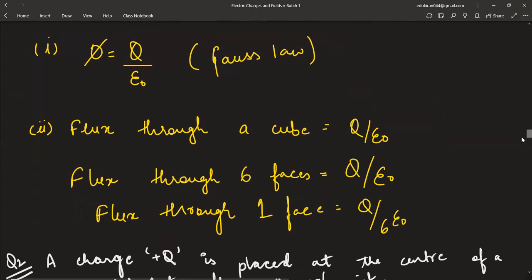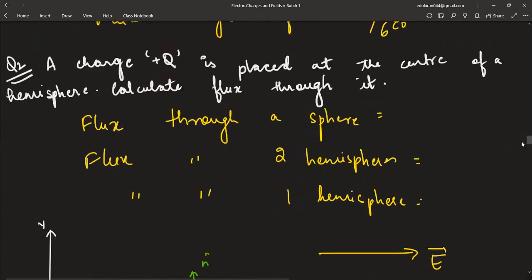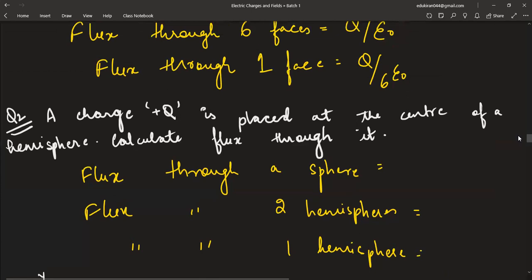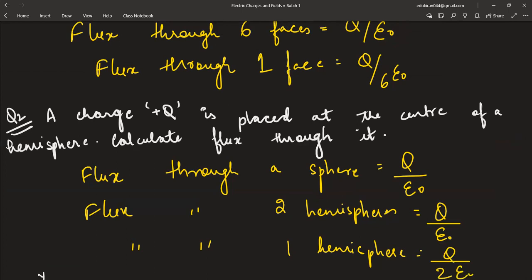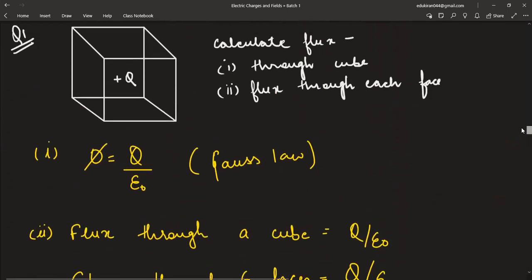See, one more question I'll show you. There's a hemisphere present and we have to find out the flux when the charge is placed at the center of the hemisphere. So see, flux through the entire sphere will be Q by epsilon naught. A sphere means two hemispheres, right? So flux through two hemispheres is Q by epsilon naught. So flux through a single hemisphere will be Q by 2 epsilon naught. Write down these two.